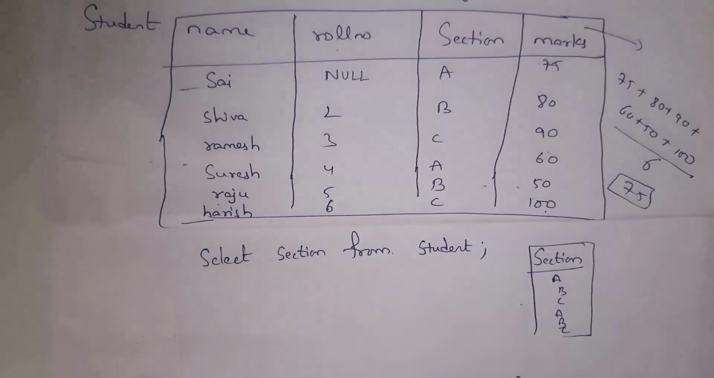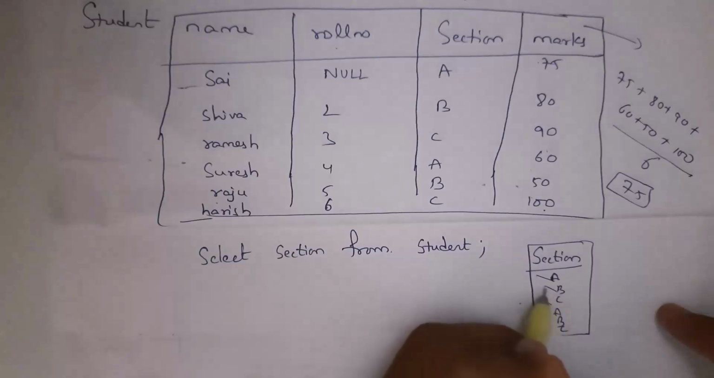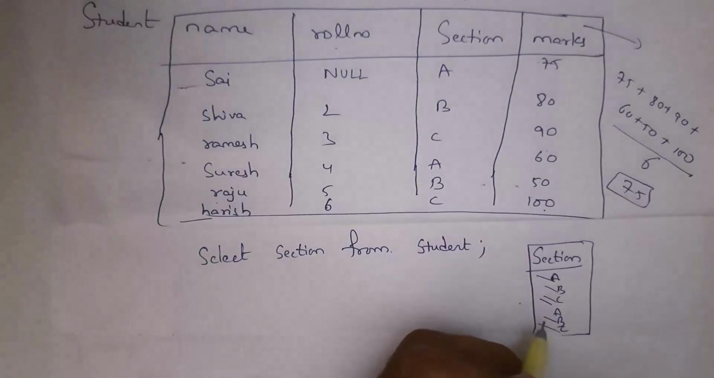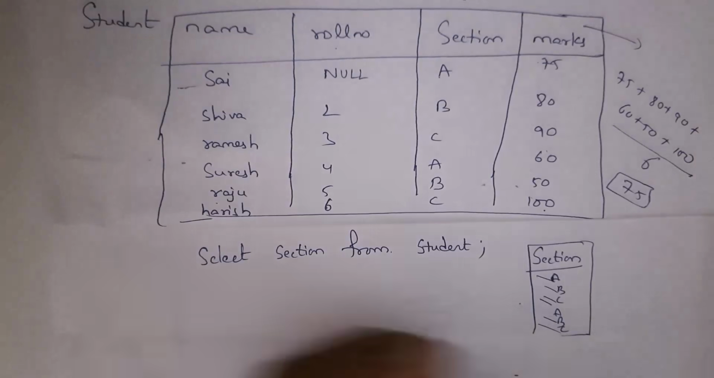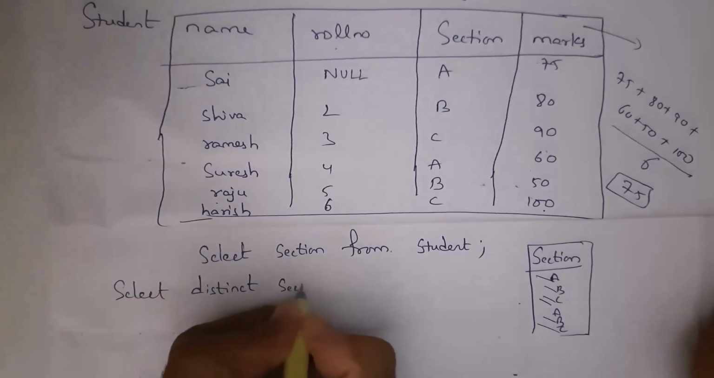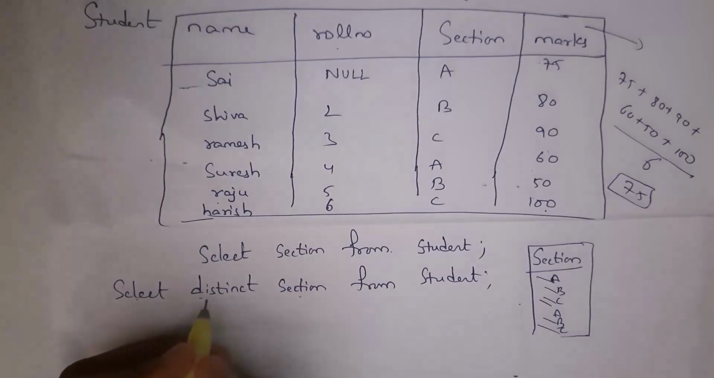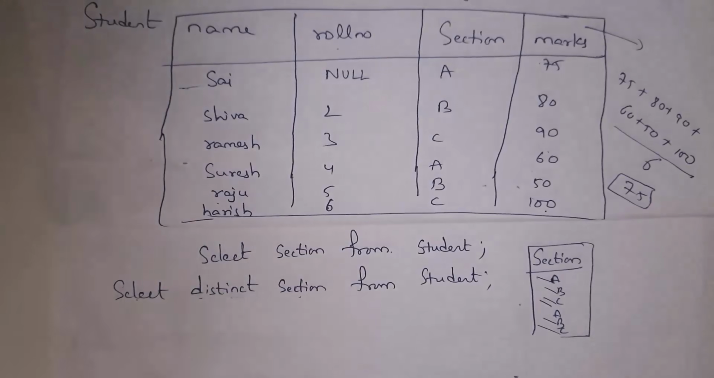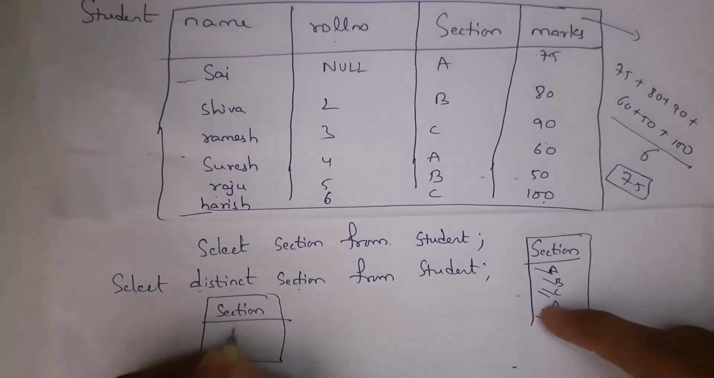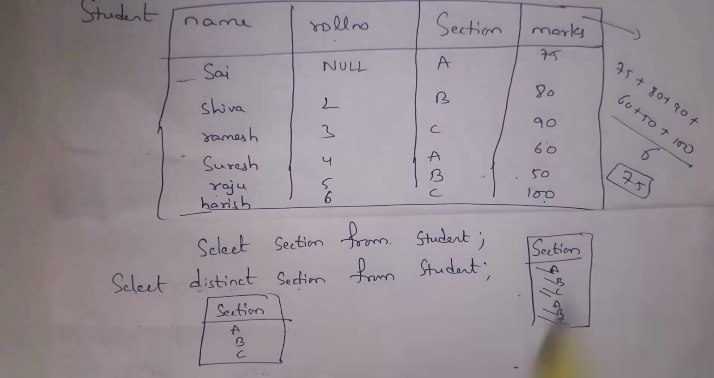So I will get the output section A B C A B C. Here A is repeated twice, B is repeated twice, and C is repeated twice. I don't want duplicate values. I want to remove duplicate values. For that purpose, we need to use the distinct keyword. So you just need to write select distinct section from student. I write distinct here, so it will avoid duplicate values. So I will get the output A B C. It will avoid duplicate values from the section column.